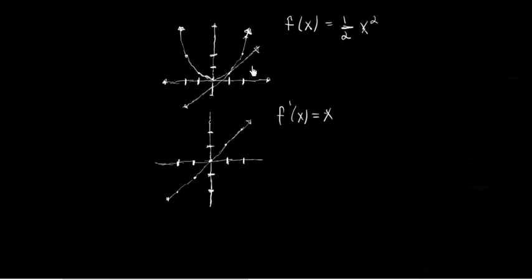Another way of thinking of f prime of x, or in particular let's say f prime of 1, is the slope of the line tangent to the graph of f of x at the point 1 comma f of 1, which is in this case 1/2. So the line tangent to f of x at 1/2 is going to have a slope of 1, which is f prime evaluated at x equal to 1.